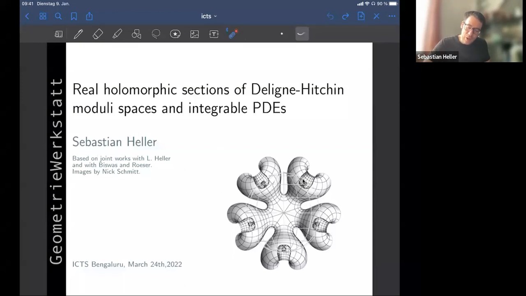So I will talk about real holomorphic sections of the Deligne-Hitchin moduli spaces and their relationship to integrable PDEs, partial differential equations. Most of them will be of quite geometric type. This is based on various works, most of them joint with co-authors, for example Lynn Heller, and also work with Indranil Biswas and Markus Roeser. I should also mention that the images I will show are all produced by Nicola Schmidt. So I will start with some well-known things.